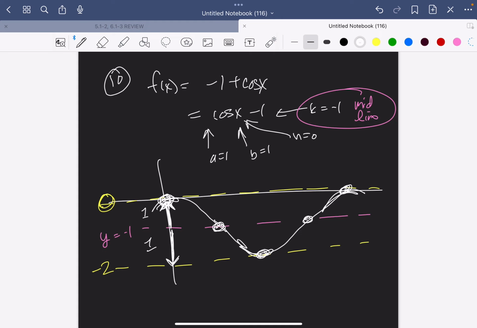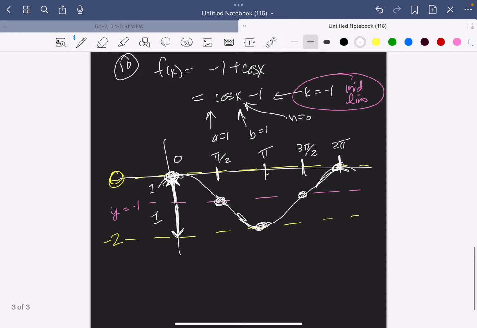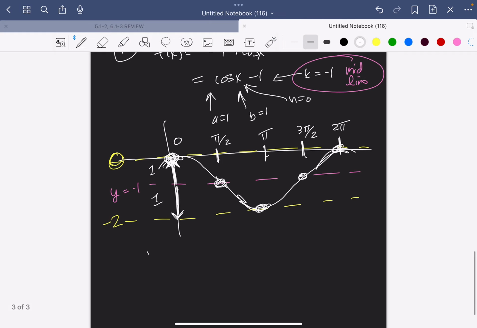We also know, since there's no shift left or right or no change of the period, it's going to be 0, pi over 2, pi, 3 pi over 2, and 2 pi. So if that made sense to you, yes, you can answer it like that. But to be careful and do the whole table, we'll do that now.